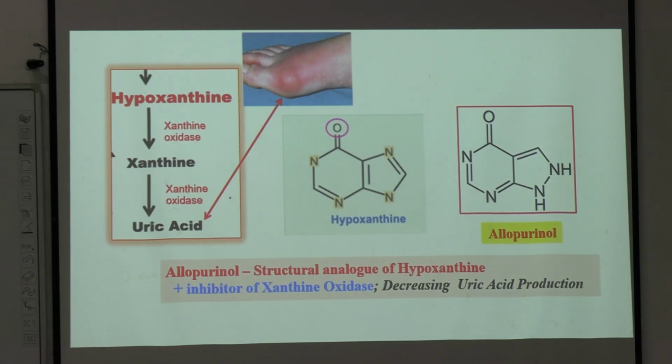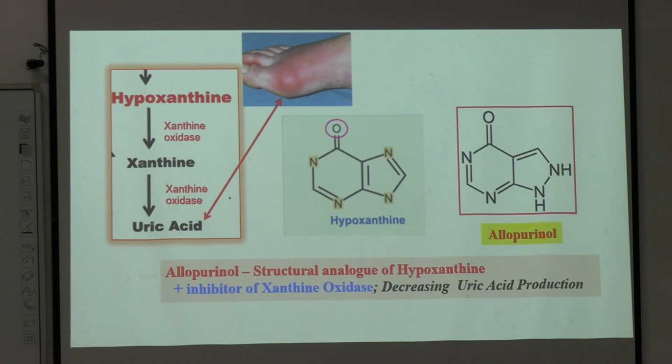So if you give allopurinol, it will compete with hypoxanthine and will not allow uric acid to form. It is a structural analog of hypoxanthine. So if we treat this patient with allopurinol, uric acid production will be decreased and this disease will be cured. In the acute stage, you can see the uric acid crystals, and it is recommended not to be given then, but at a later stage, after the acute attack has been controlled.